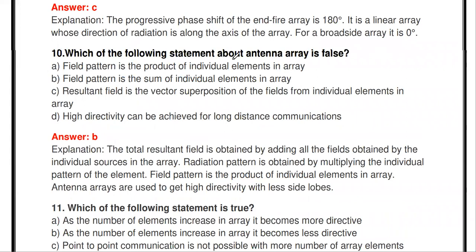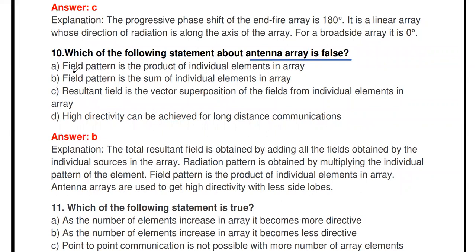Then which of the following statements about antenna array is false? Field pattern is the product of individual elements in the array: it's true. Field pattern is the sum of individual elements in the array: this is false. Field pattern is nothing but the product of individual elements in the array. If you are taking 4 antennas, the total field pattern is nothing but the product of the first field pattern, second, 3, 4, etc. So the field pattern is not the sum, it's a product.